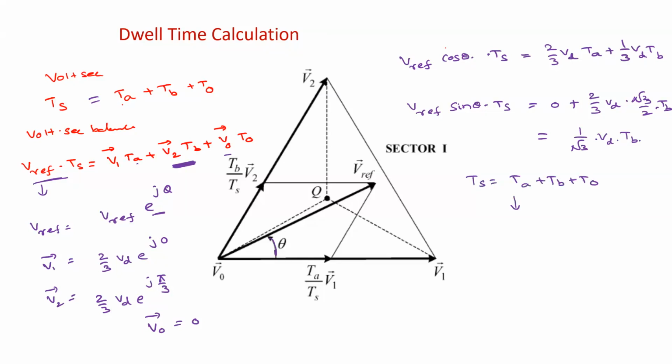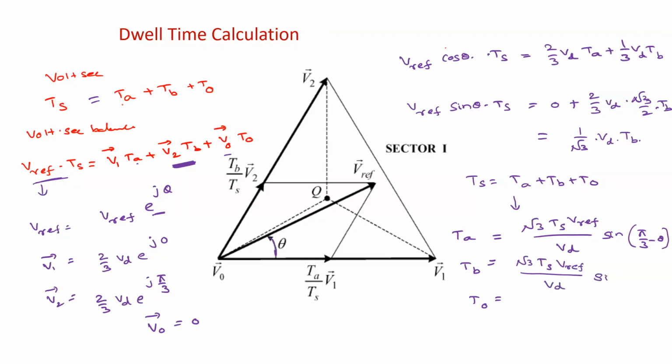So by using these three things, if you solve for TA, TB and T0, you'll get something like this. Root 3 Ts V reference by Vd sine (pi by 3 minus theta). Another one is root 3 Ts V reference by Vd sine theta. And T0 equal to Ts minus Ta minus Tb. So these are the values of Ta, Tb and T0.